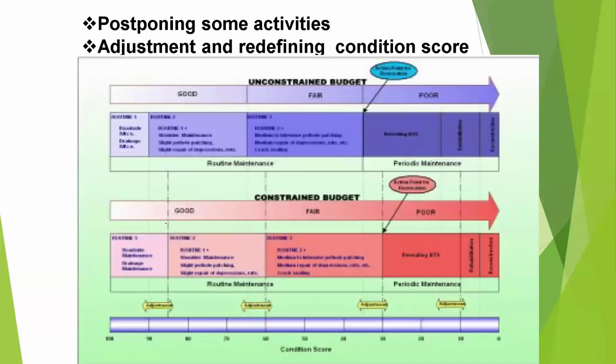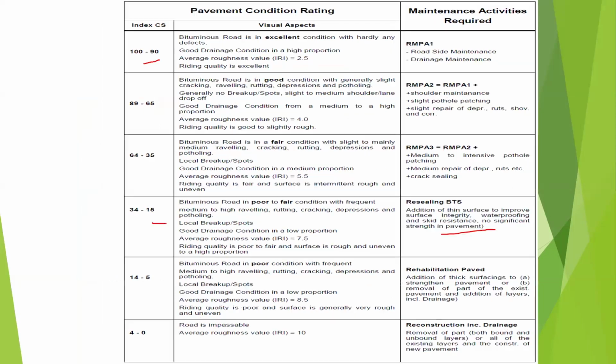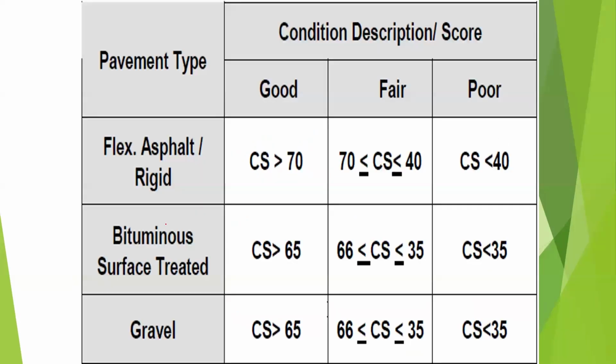We do this in 2 ways. We do it by either postponing some of the activities, or we, based on user-defined strategies for optimal budget constraints, we adjust the condition score, the criteria. Remember, I talked about this one. So now we are going to shift.